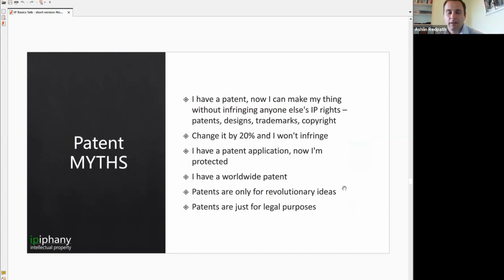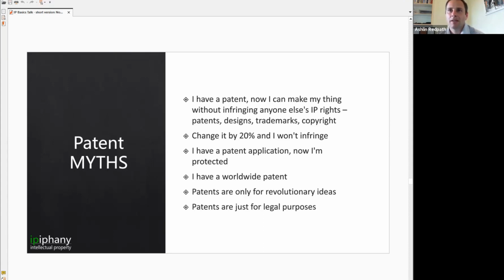So there's a few myths around patents that we hear. So if you have a patent, it does not give you the right to produce your invention. Every invention is made up of a bunch of other things, a bunch of components, and any one of those may have a patent on it. So you may infringe someone else's patent even though you have a patent for your invention. We also have the common 20% infringement myth. There's no percentage measure. It comes down to what is claimed in the patent claims.